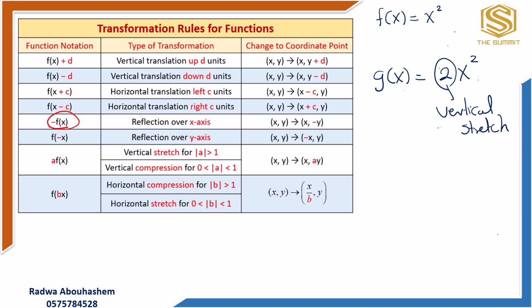Now, if you are doing a vertical compression, you're going to multiply your whole function by a number between 0 and 1, which means it's a fraction. Okay, here, let's say it's h of x equals 1 over 2 x power 2. This is vertical compression.